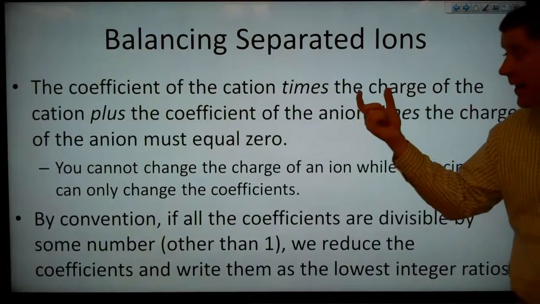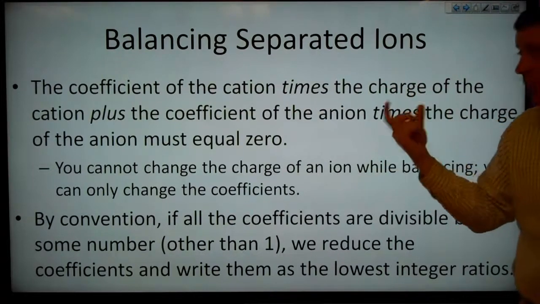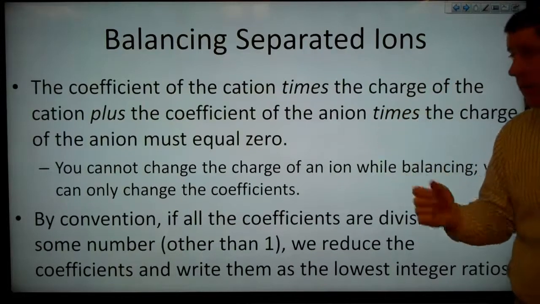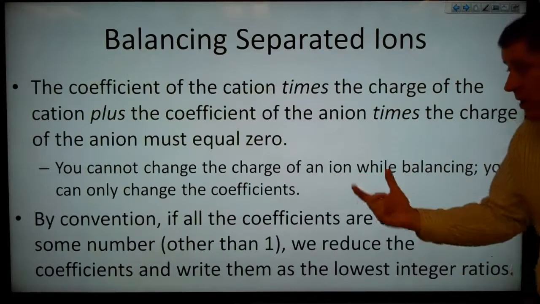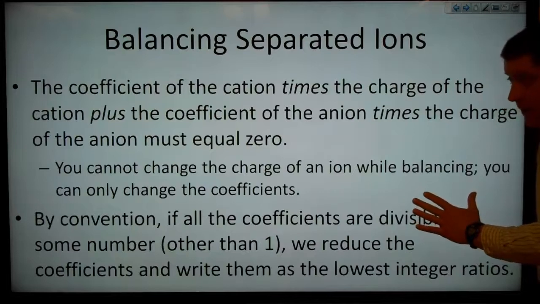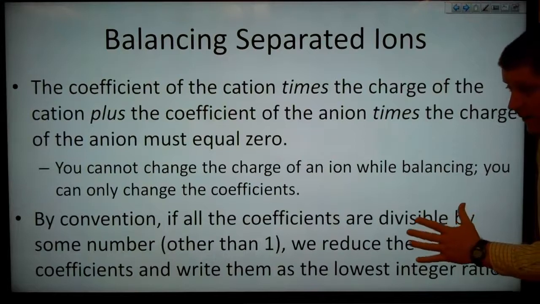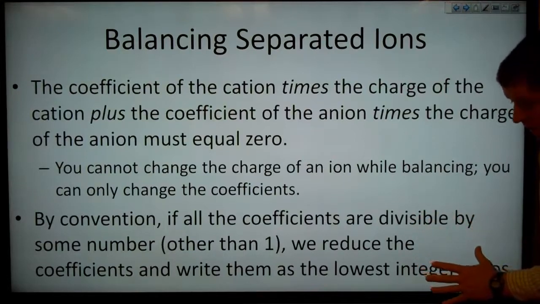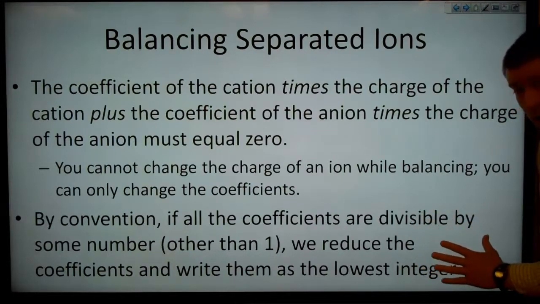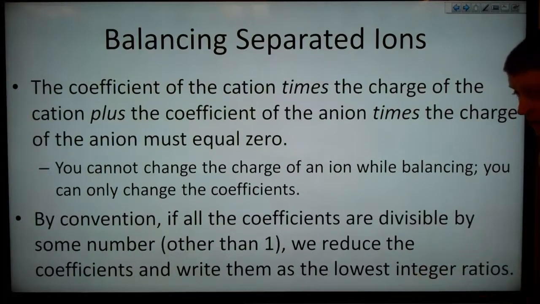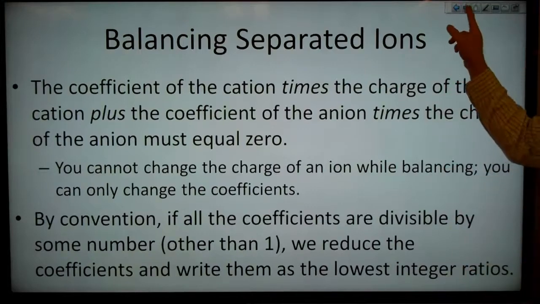The coefficient of the cation times the charge on the cation plus the coefficient of the anion times the charge of the anion must equal 0. You can't change the charge of an ion while balancing. You can only change the coefficients of the ion. And by convention, if all of the coefficients are divisible by the same number, other than 1, then we reduce the coefficients and write them as the lowest integer ratios.